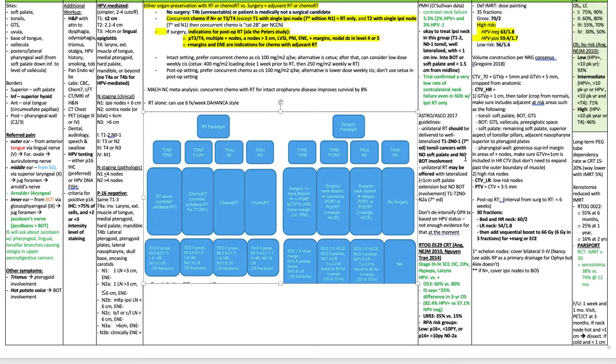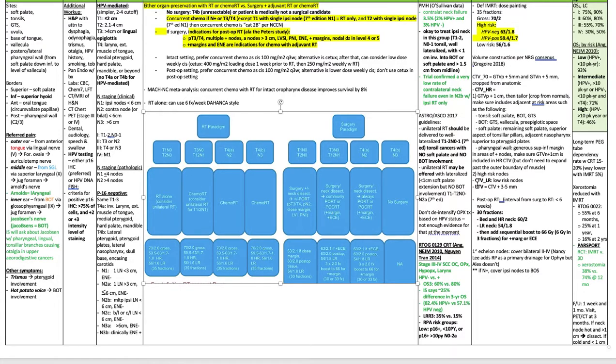For the pharyngeal wall, you do generous superior inferior margins in the areas of positive nodes. Make sure the GTV nodes plus 1 centimeter is included in the high-risk CTV, but you don't need to expand past the outer boundary of the muscle. For high-risk nodes, CTV low-risk nodes, PTV is a 3 to 5 millimeter expansion.